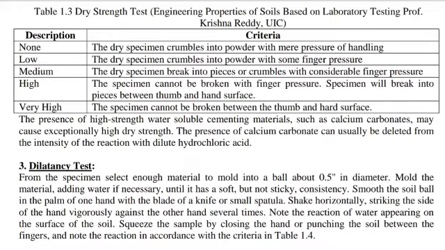3. Dilatancy test. From the specimen, select enough material to mold into a ball about 0.5 inch in diameter. Mold the material, adding water if necessary, until it has a soft but not sticky consistency. Smooth the soil ball in the palm of one hand with the blade of a knife or a small spatula. Shake horizontally, striking the side of the hand vigorously against the other hand several times. Note the reaction of water appearing on the surface of the soil. Squeeze the sample by closing the hand or punching the soil between the fingers, and note the reaction in accordance with the criteria in Table 1.4.